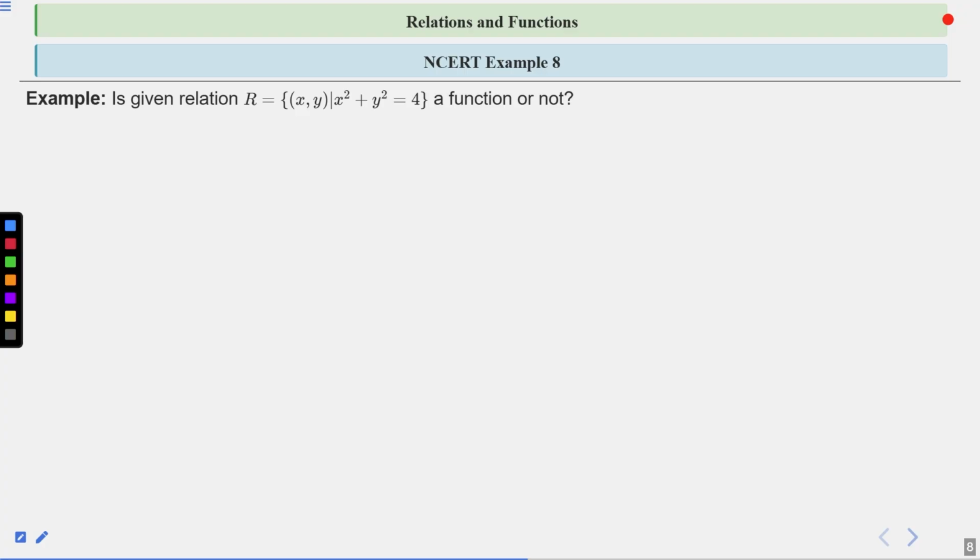Another example. A relation is given to you: the collection of all ordered pairs (x, y) such that x squared plus y squared equals 4. Is this given relation R a function or not? Simple question.